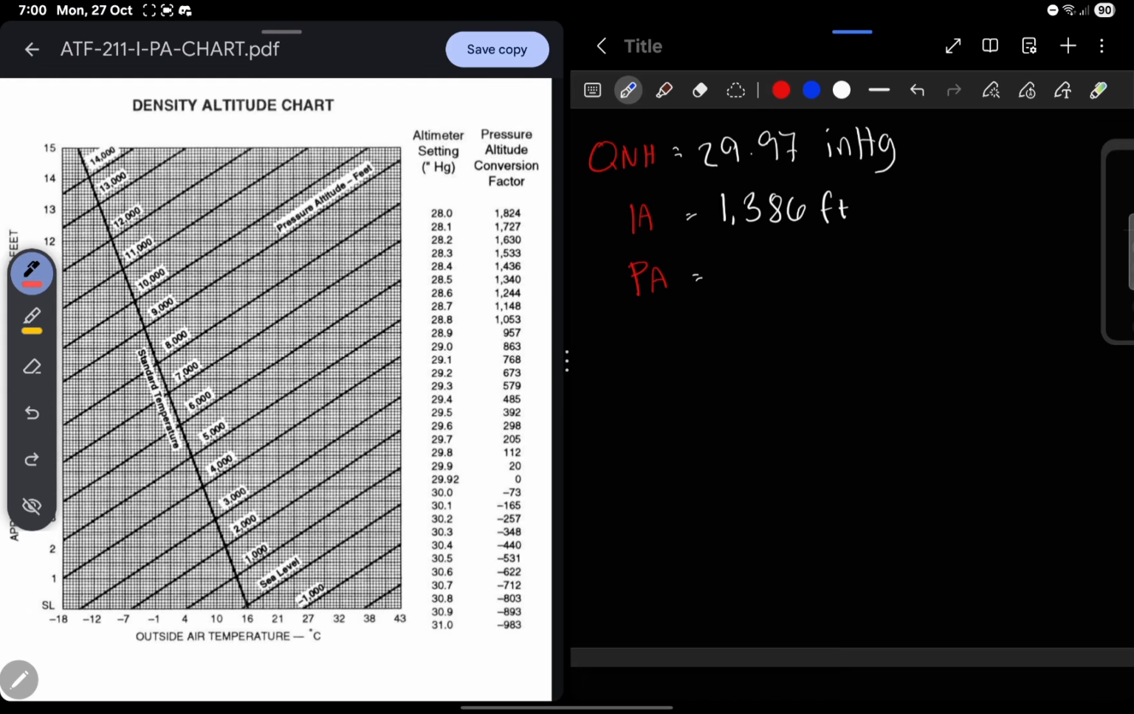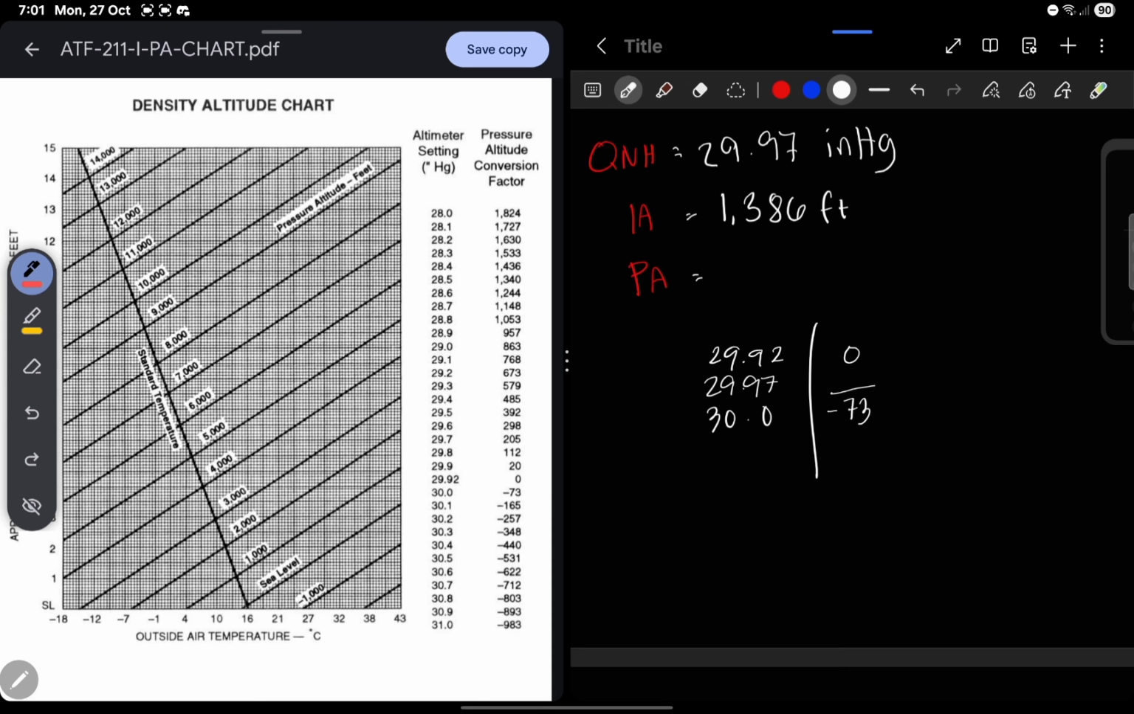Another example for you guys. This is a similar way on how to answer it. So we have 29.97 inches of mercury. We're going to look for that in our chart. Do we have it in our chart? No, we do not. So we grab 29.92 and 30.0. Next, let's grab the conversion factor, which is 0 and negative 73.